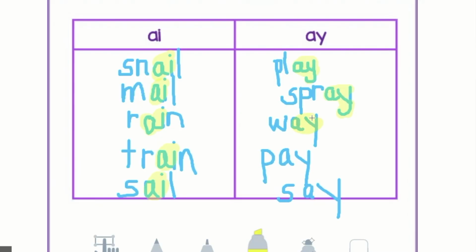You can also do the same thing where you write words with AI and AY, have your child highlight so that it really sticks in their brain where they're seeing that sound spelling pattern, and have them sort the cards into two piles. So that's a brief overview of different types of sorts you might want to do with your child.